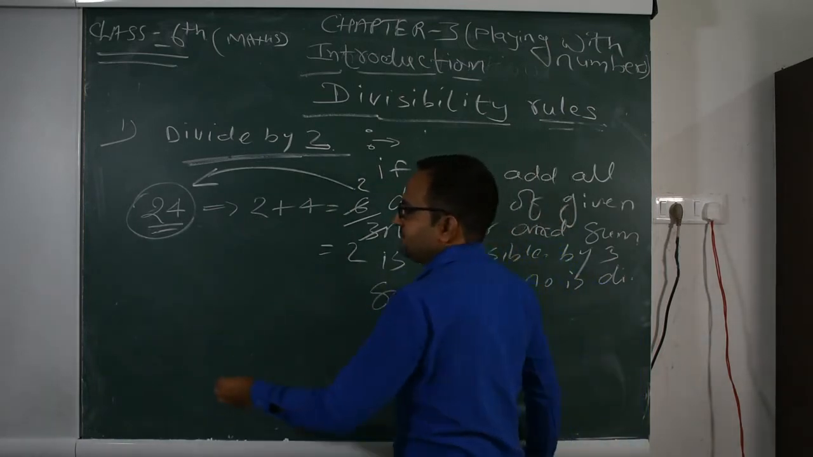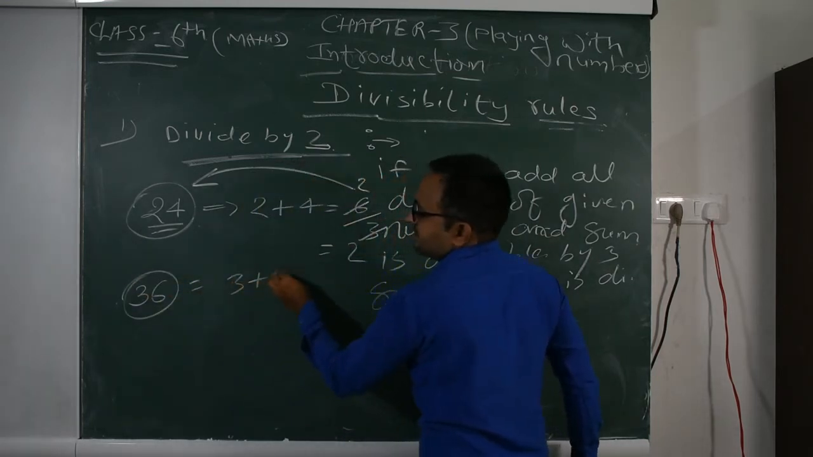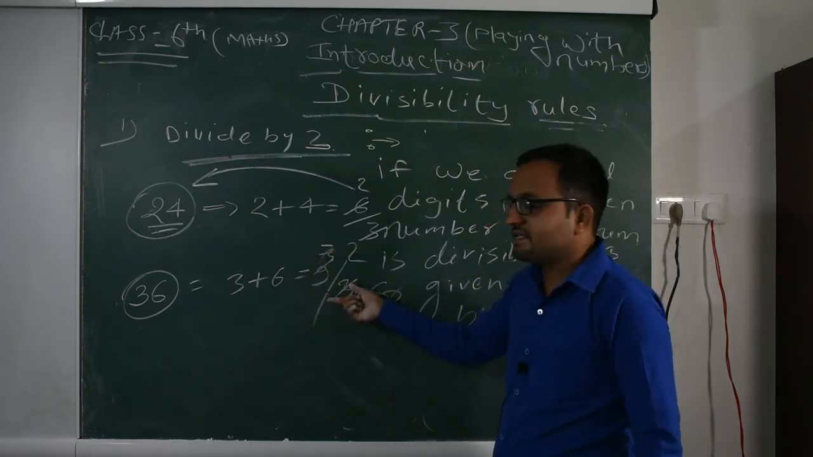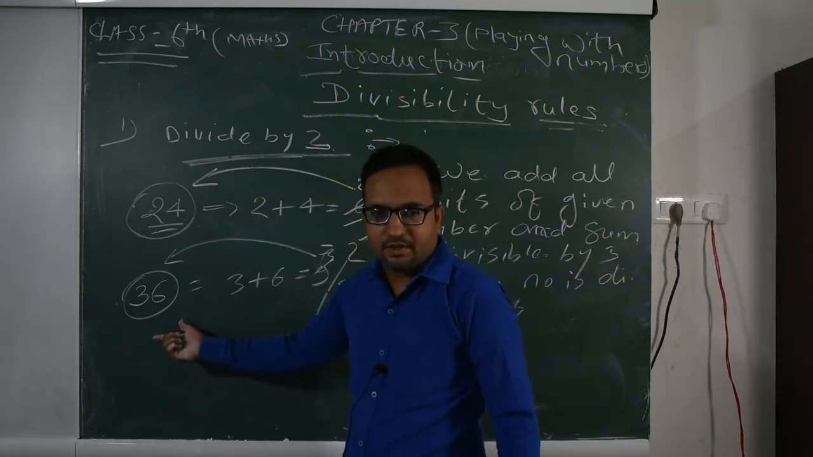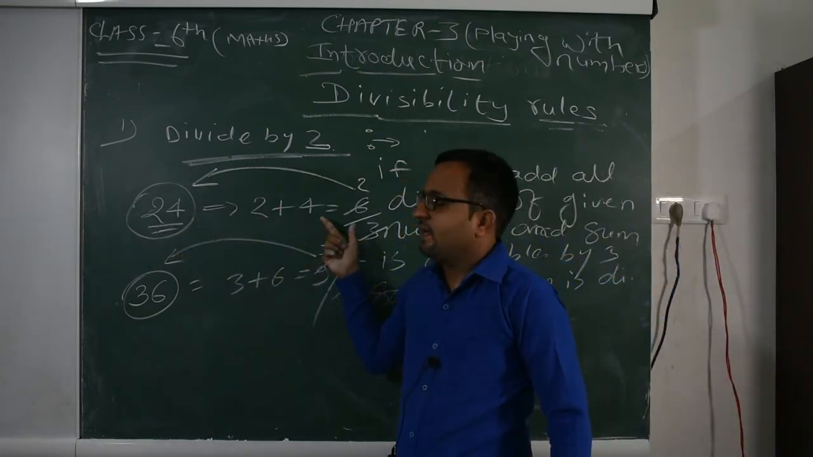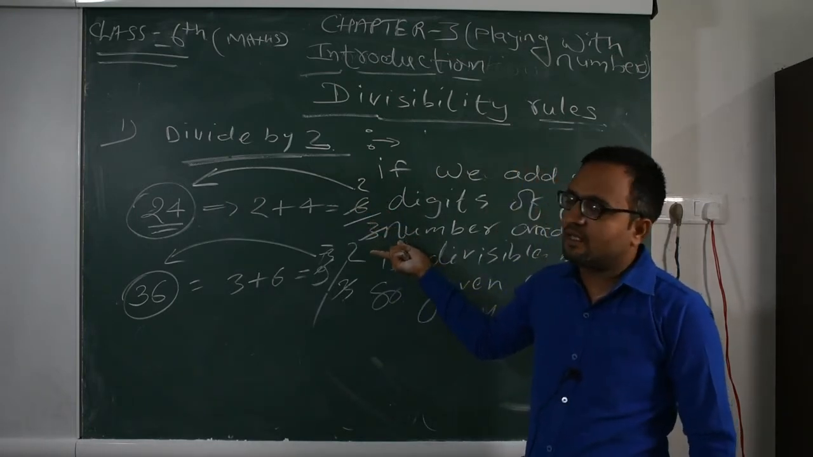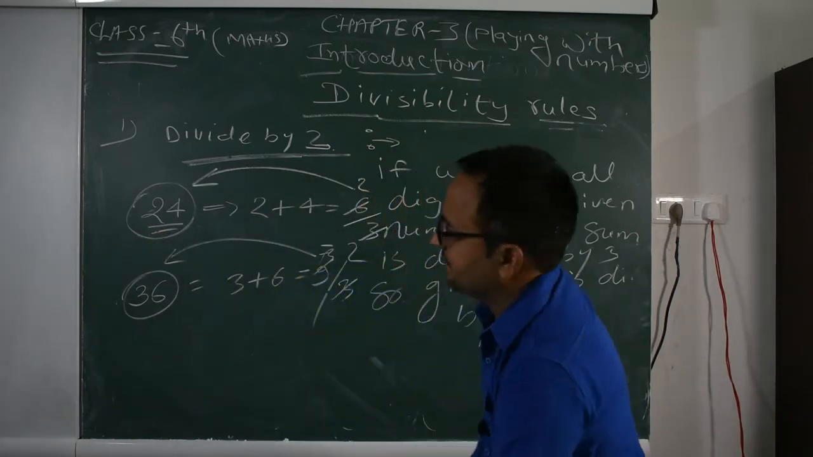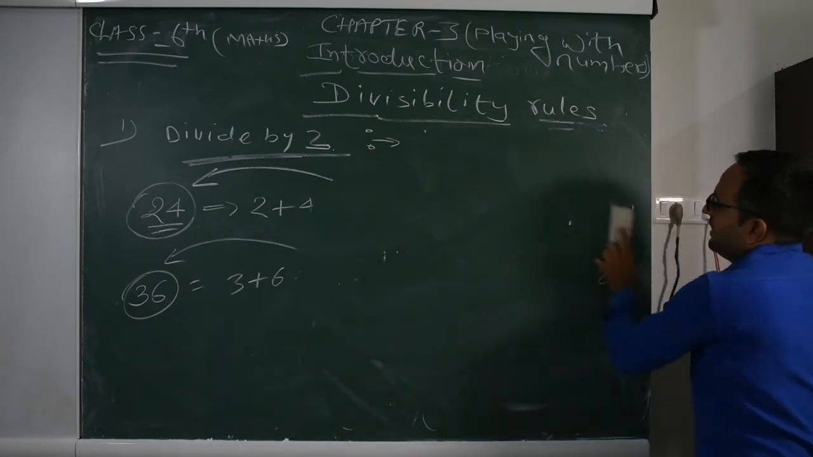We take another example, 36. 3 plus 6 is 9. 9 is divisible by 3, so 36 is also divisible by 3. Okay, so this is the divisibility rule. First we add all the digits of the given number, and then we check whether the sum is divisible by 3 or not. If the sum is divisible, then the given number is also divisible by 3. Okay. Now we discuss the divisibility rule by 4.